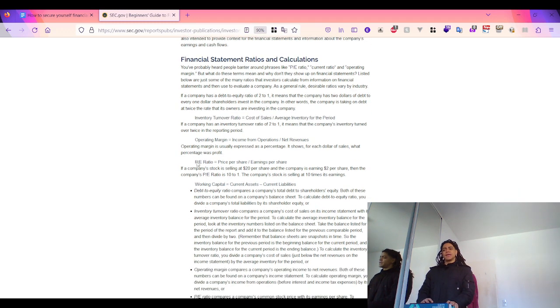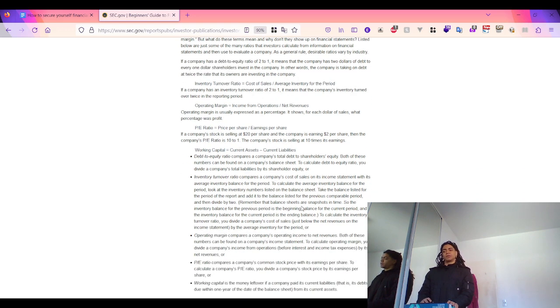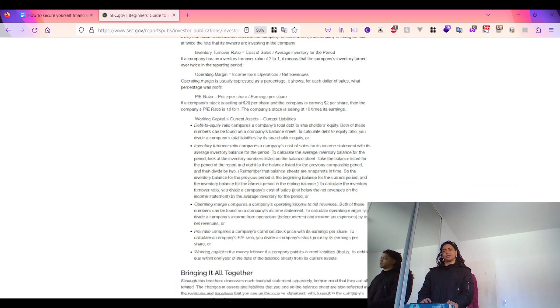And then you have the P/E ratio, price per share and earnings per share. If a company's stock is selling at $20 per share and the company is earning $2 per share, then the company's P/E ratio, price per share to earnings per share, is 10 to 1. The company's stock is selling at 10 times its earnings.